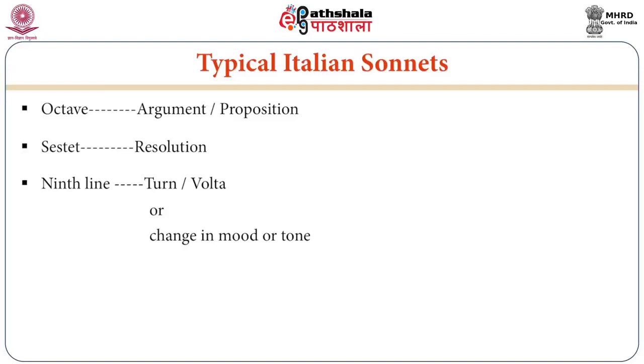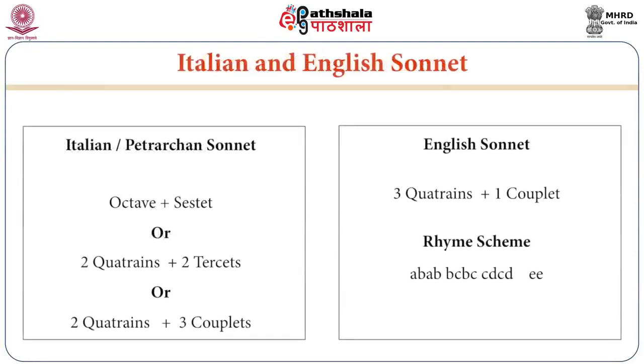Friends, on the screen you have a comparative analysis of the Italian and English sonnet from the structural point of view. If we consider the Italian and Petrarchan sonnet on the left, there is octave and sestet, or two quatrains plus two tercets, or three quatrains and three couplets. So there are three different alternatives. But for the English sonnet, three quatrains and one couplet. Three quatrains means 3 × 4, 12 lines, and couplet means 2 lines. And the rhyme scheme ABAB, BCBC, CDCD, EE.